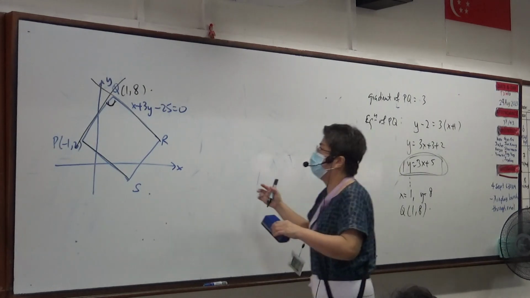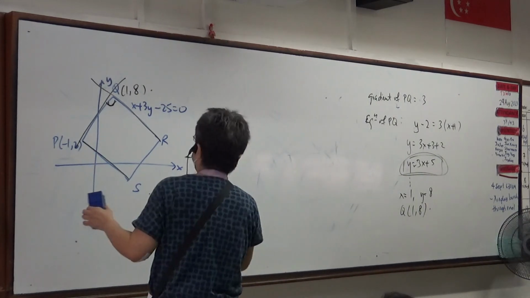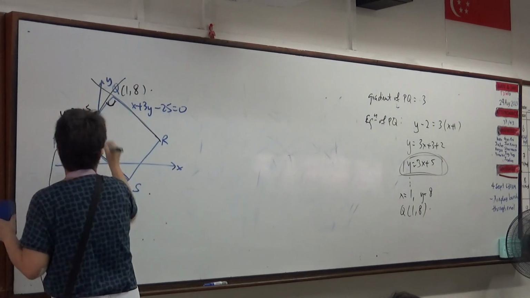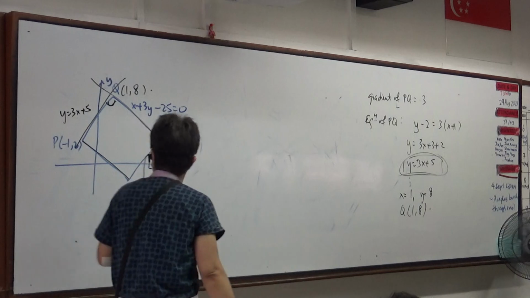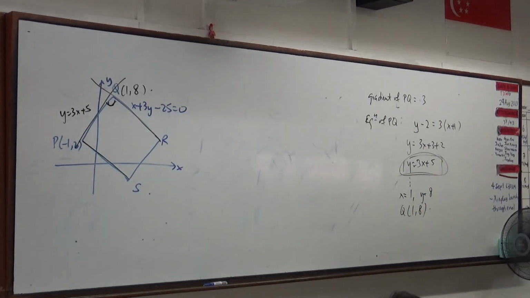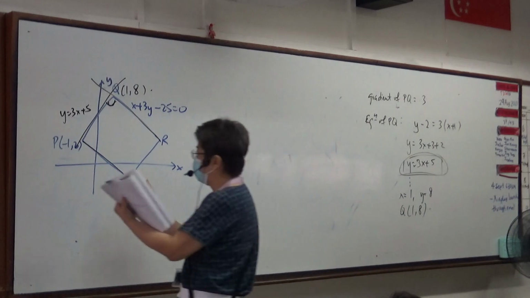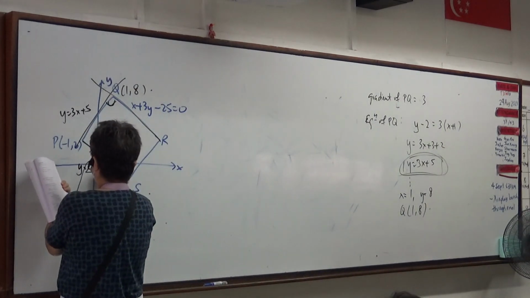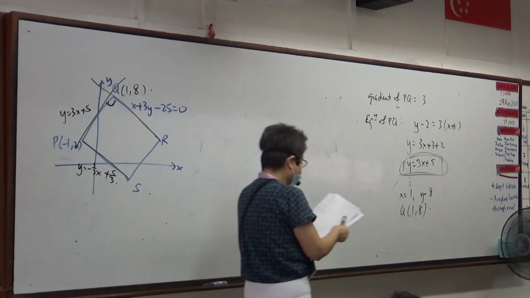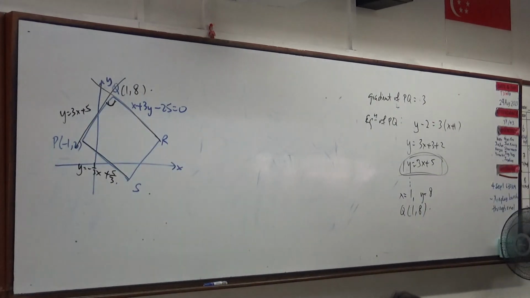Wait, better write down this question first. PQ is what? y equals 3x plus 5. Oh, I filled up already. What's the equation of TS? Sorry, not TS. Yeah, correct. TS. What is it? y equals what? Negative 1/3 x plus what? 5/3, right? Okay? Now, how?